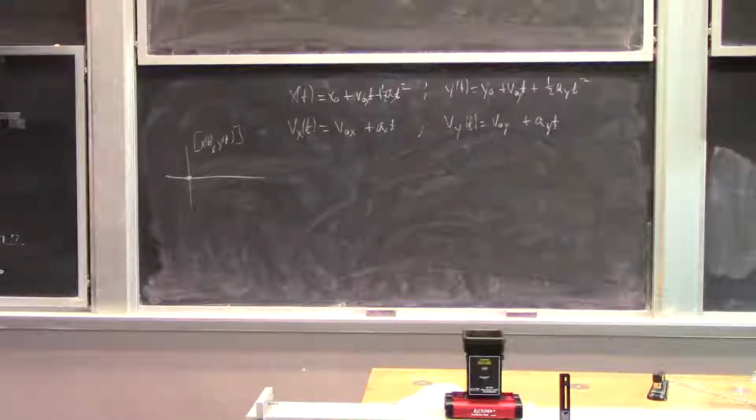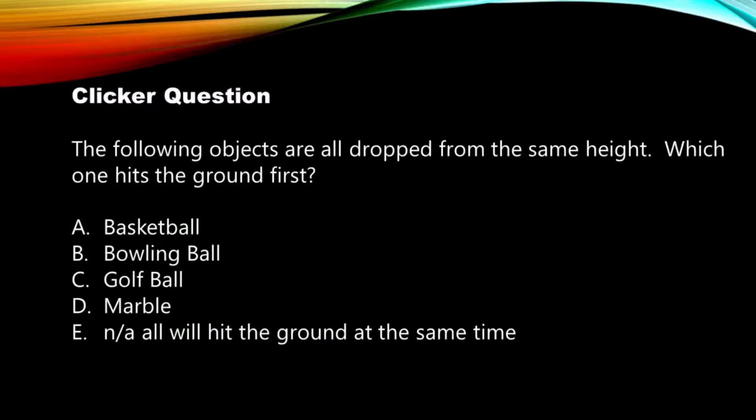Okay. So we're going to get more into the concept-driven questions. But bear this in mind when you're thinking about these concept questions, because eventually we are going to be coming to the equations. Okay. So, first question. The following objects are dropped from the same height. Which one falls to the ground first? And we have a basketball, a golf ball, a bowling ball, and a marble.